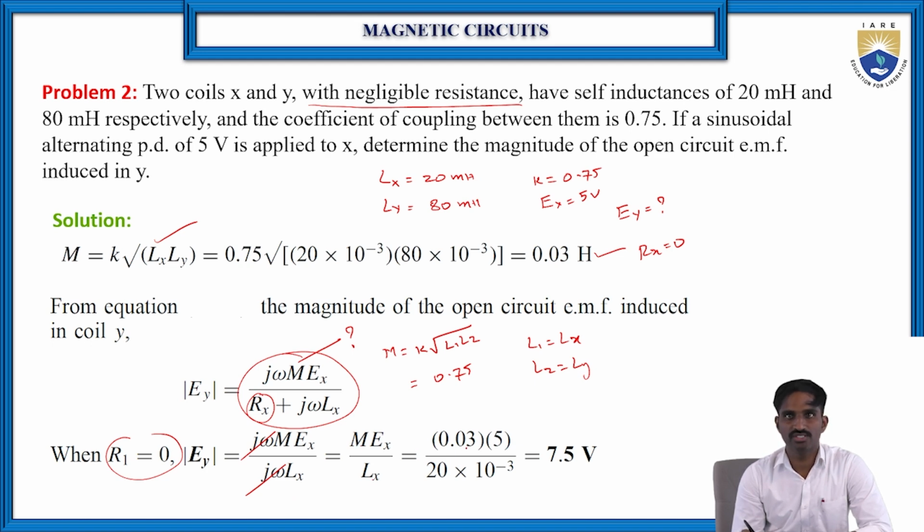So M, you know, is 0.03, and Ex is equal to 5, which is the voltage across the coil X, and Lx, which is the inductance of the coil X, is 20 millihenry. So if you substitute all these values here, then you will finally get the value of EY, which means the potential difference or the voltage across the coil Y, which is 7.5 volts. So this is how we can find the induced EMF in the secondary coil by using this equation.